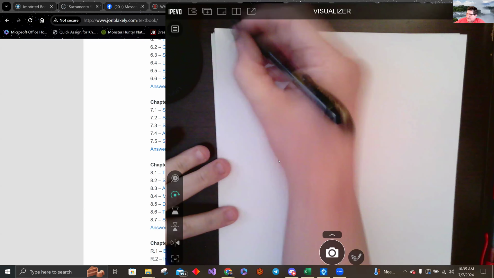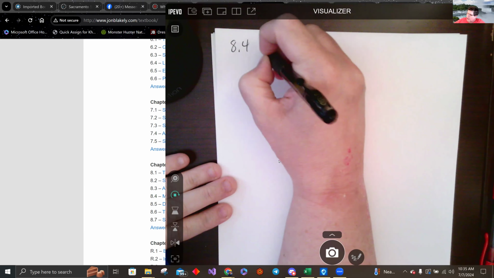Hey there, everybody. Welcome back. We are doing 8.4. This is on multiplying radicals.